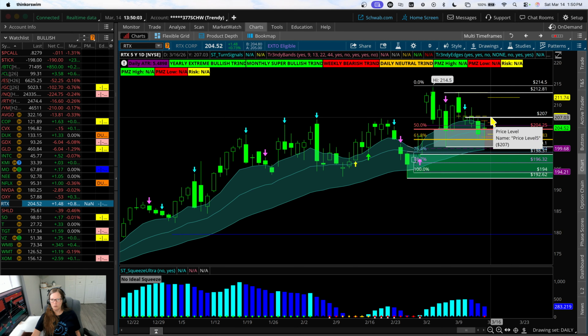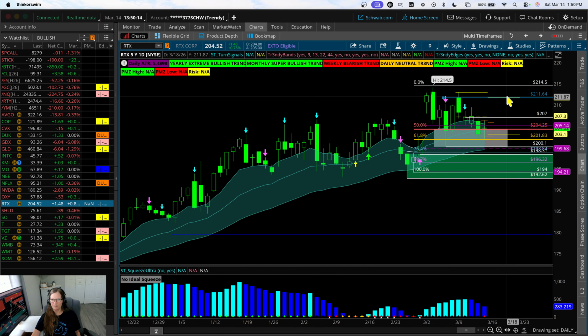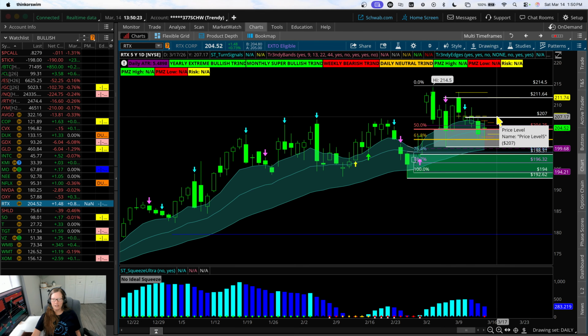Now you do have resistance at 207, and you can see that it is definitely resistance. Then above there, my next target would be the upper weekly edge this week at 211 by 214 and a half. So initial rejection, I would expect right here at about 207.